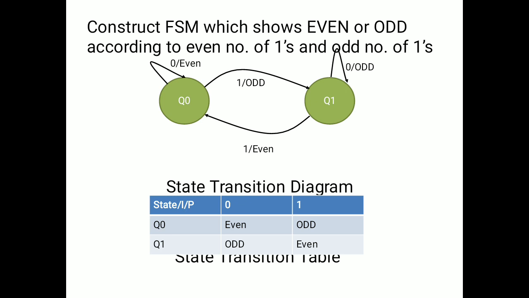From this state transition diagram, we can easily draw the state transition table. In this state transition table, there are states and input symbols. Two states are there, Q0 and Q1, and the input symbols are 0 and 1. If the state is Q0 and input is 0, it will generate the output as even. State Q0 and input 1, then it will generate the output as odd. State Q1 and input 0, then output is odd. If Q1 is the state and 1 is the input, the output is even.